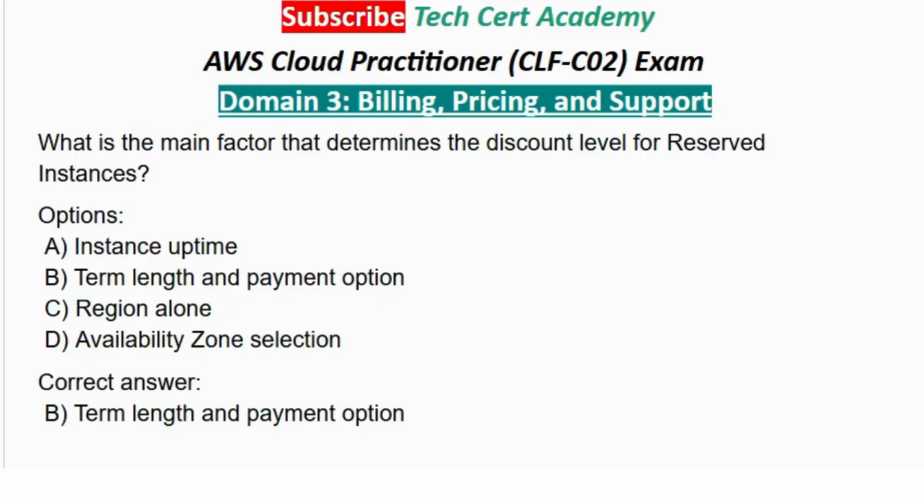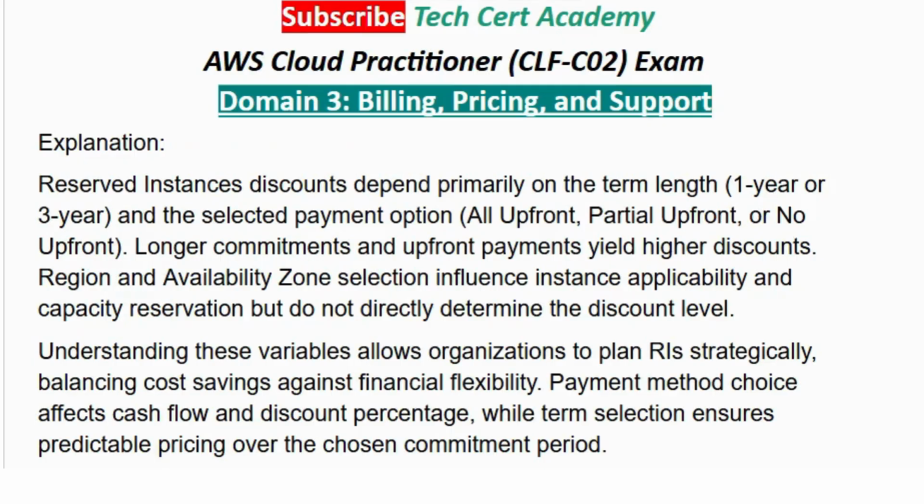What is the main factor that determines the discount level for reserved instances? Options: A. Instance uptime, B. Term length and payment option, C. Region alone, D. Availability zone selection. Correct answer: B. Term length and payment option. Explanation: Reserved instance discounts depend primarily on the term length, 1 year or 3 year, and the selected payment option: all upfront, partial upfront, or no upfront.